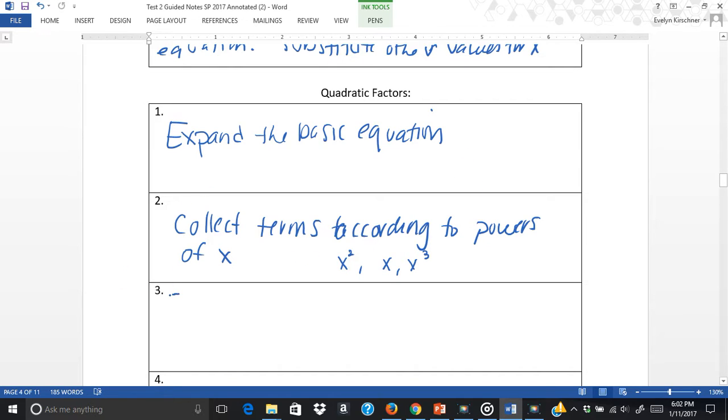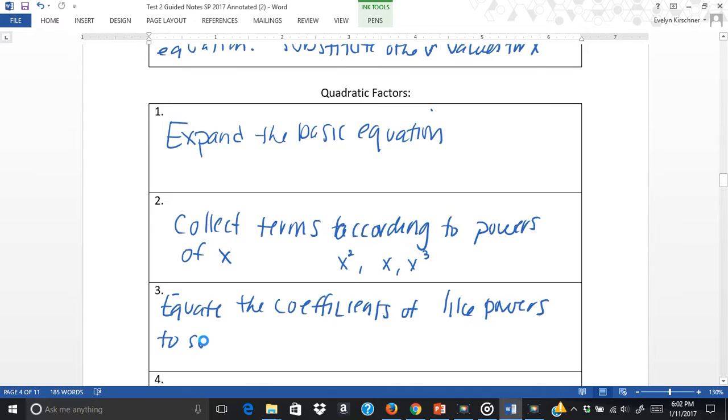So what we're going to do, with that, is equate the coefficients of like powers to solve for a, b, and c. So like we did, we said, oh, there was no x cubed term. If I had ax cubed, and over here there's no x cubed term, that implied that a was 0, and we can go from there. We can use that value to solve for b and c.